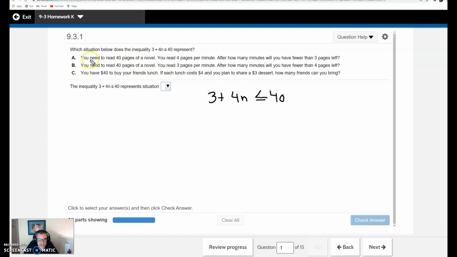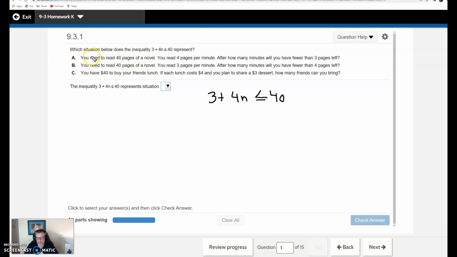Choice A says you need to read 40 pages of a novel. You don't have to read 41. You need to read at least 40. So far I'm thinking, okay, the number of pages I read here is less than or equal to 40. You read 4 pages per minute. This is a 4n. This could be 4 pages per minute. After how many minutes will you have fewer than 3 pages left? I'm reading A here, and I'm not sure. To be honest, I'm just not sure.